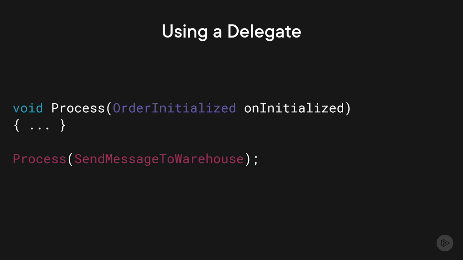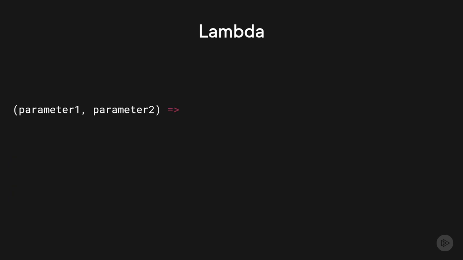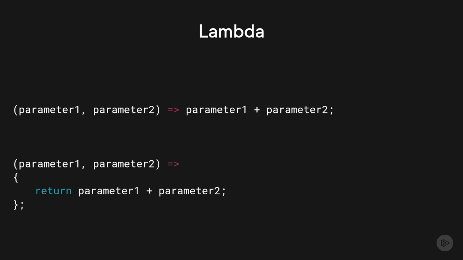You saw how to pass a reference to an existing method and also how to construct an anonymous function using a lambda. The lambda can be defined in two different ways. One uses an expression, which is ultimately a one-liner, and the other is a statement that lets you use multiple lines. And you can use the return keyword if the delegate requires you to return a value.